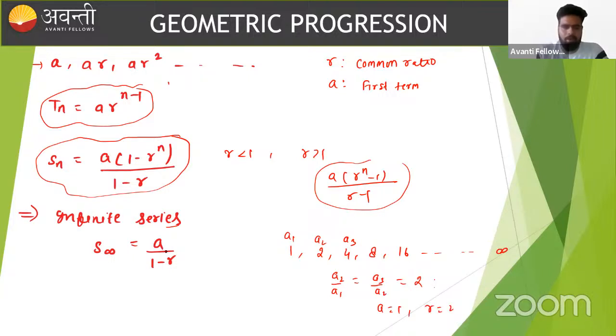Then what is the formula, beta? A upon 1 minus r. Just put the values: 1 upon 1 minus r. Here one thing we also have to see: if our absolute r is less than 1, then we apply this formula. If our r is greater than 1, then we have to use A upon r minus 1. Depending upon the situation, we have to use the appropriate formula.